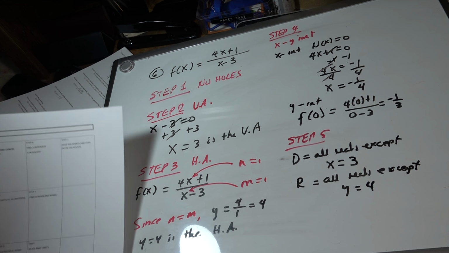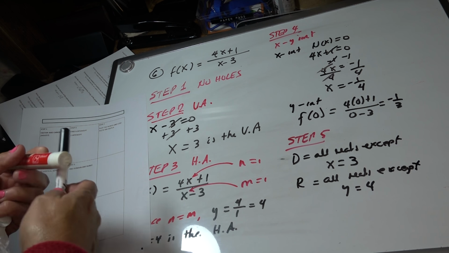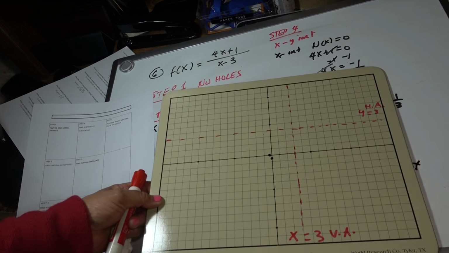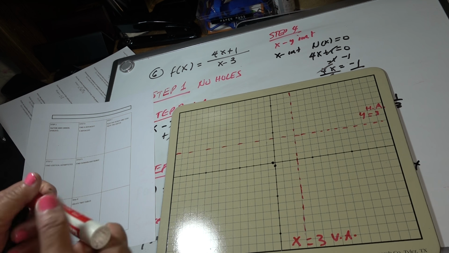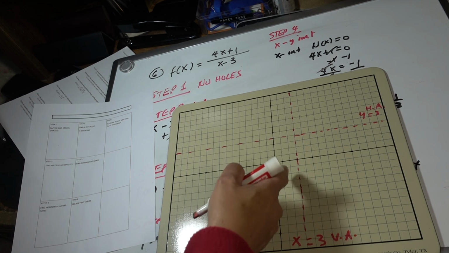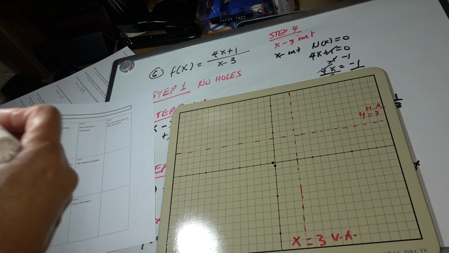Step number 6, create 2 tables. We're ready to create the 2 tables. Since in our graph we have x equals 3 as a vertical asymptote, I need 3 values before the 3 and 3 values after the 3. So I'm going to select these values, 0, 1, and 2, and after 3, 4, 5, and 6.